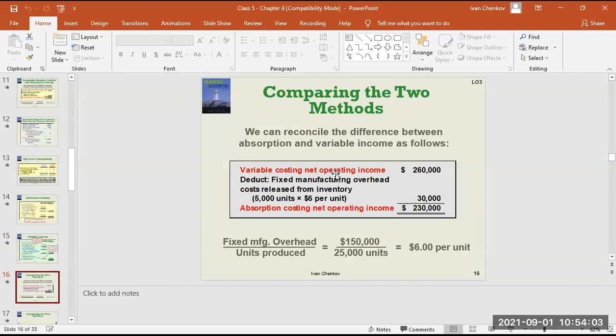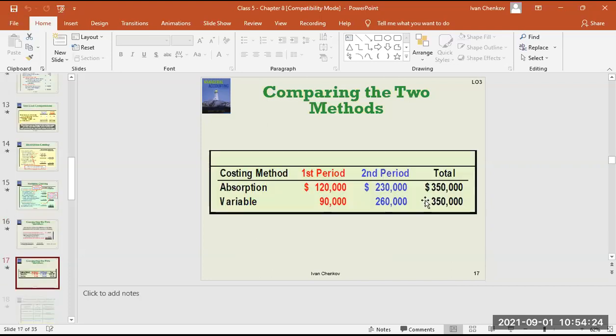Let's see what's happened now. Variable costing, 260. Why? Because the 5,000 units which were holding extra costs are released and come to the absorption costing of 230. And the $30,000 is related to the beginning inventory.